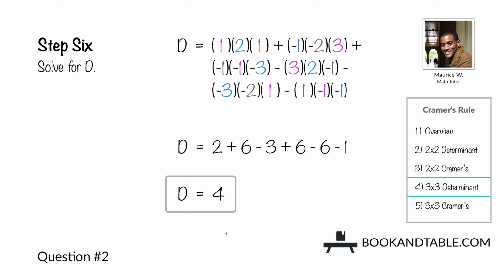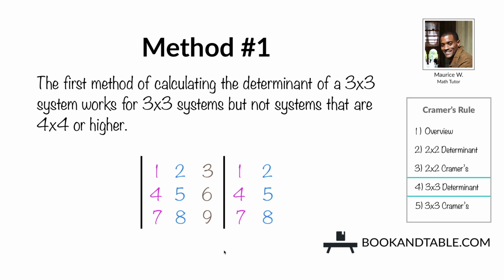So that is how we go about calculating the determinant of a 3x3 using this method. Let's now move on to discuss a second method. A quick reminder, the method we just reviewed, method number 1, the first method of calculating the determinant of a 3x3 system works for 3x3 systems, but not systems that are 4x4 or higher.